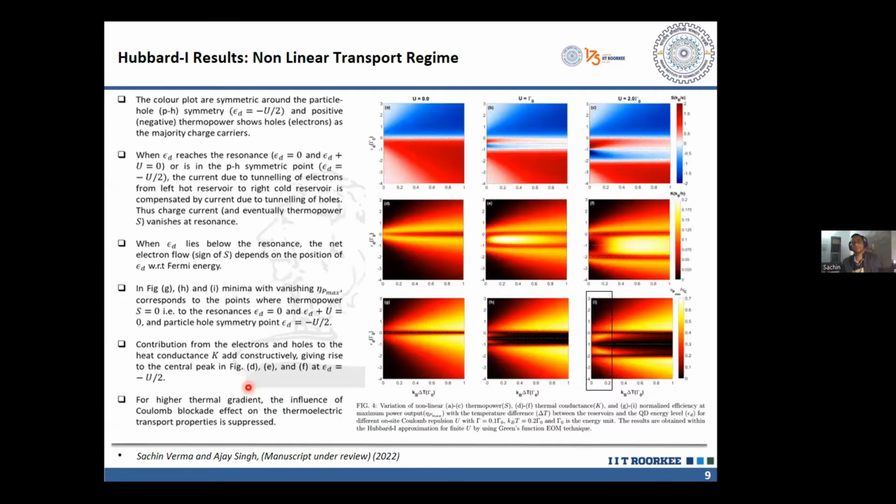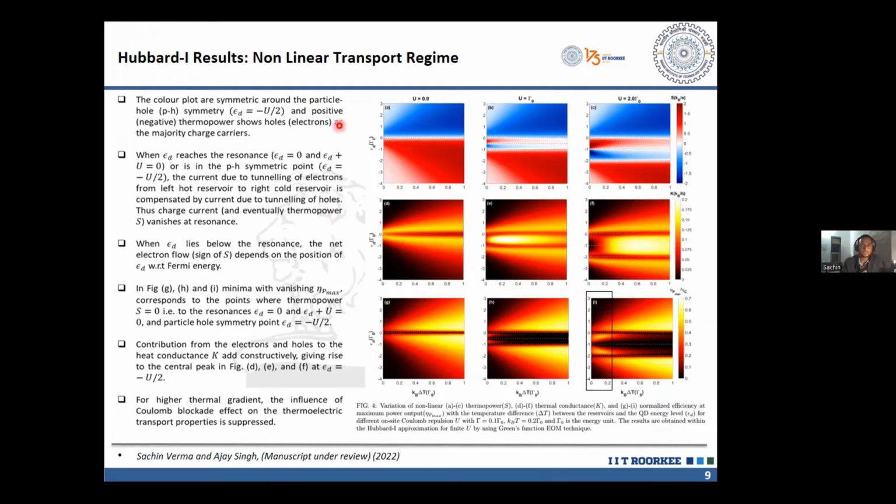Okay, so let me now come to the results. This first one is the Hubbard-one result, which we have applied for the N-QD-N system, when both the source and drain are normal metallic and a quantum dot is attached to them. So these are non-linear transport properties. The first graph is the thermopower, the middle one is the thermal conductance, and the last one is the figure of merit, or thermoelectric efficiency.